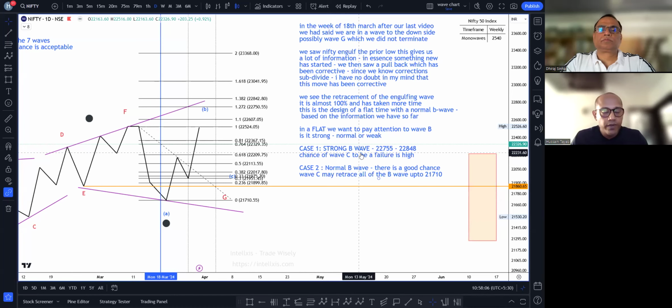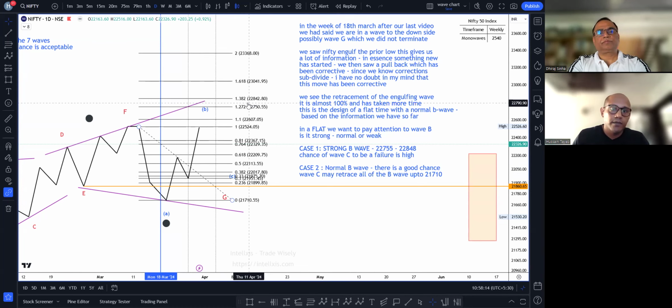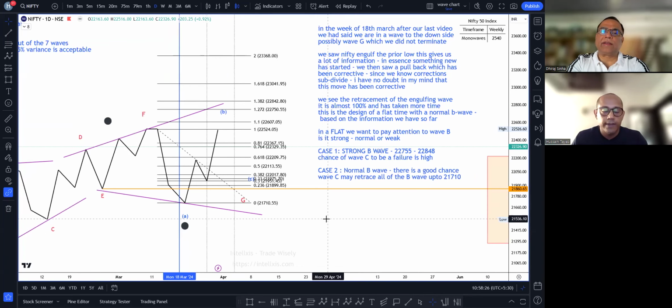I have a strong B wave. A strong B wave can go up to 138.2% of the A leg. Please keep in mind, and just for the viewers, these rules of the flat are very well explained in Glenn Neely's book, so you can always refer there. And we have shown you a practical demonstration of how those rules are unfolding in the real market.